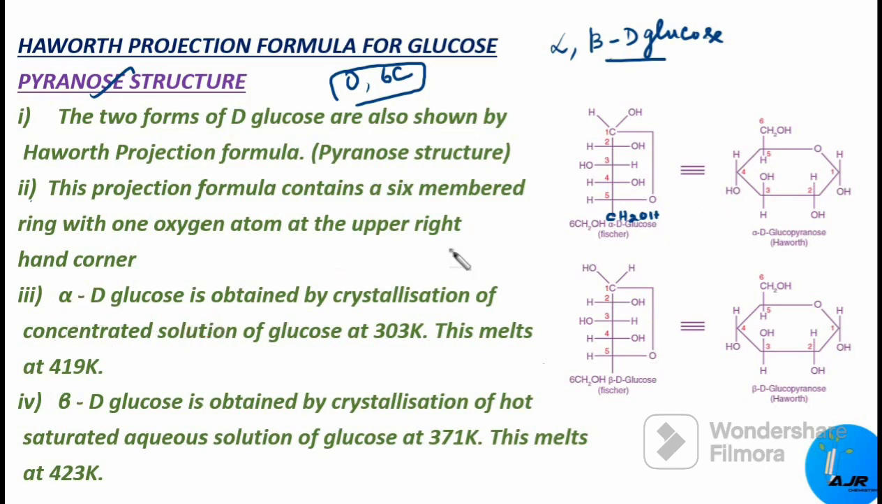Now this is alpha D glucose and this is beta D glucose. Alpha D glucose is obtained by crystallization of a concentrated solution of glucose at 303 Kelvin, and it melts at 419 Kelvin. Beta D glucose is obtained by crystallization of a hot saturated solution of glucose at 371 Kelvin, and it melts at 423 Kelvin. So these are the two differences we could see in the preparation and the properties, whereas the major difference is only in the configuration of C1.